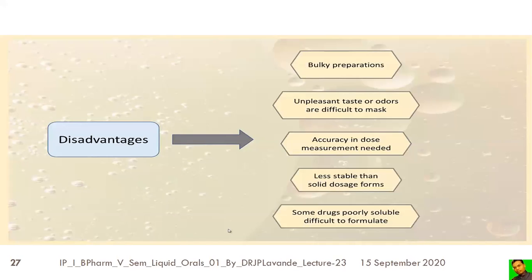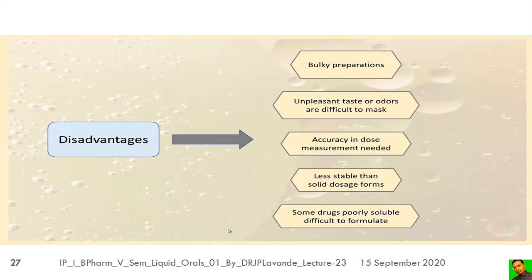Accuracy in dose measurement is needed. 5 ml, isn't it? The 5 ml needs to be given. The physician prescribes 5 ml three times a day or two times a day, isn't it? There is a measuring cup provided along with the liquid bottles. But the patient or the parents may make mistakes. If 5 ml is required, sometimes it is less than that, sometimes it is more, which leads to under medication and over medication.